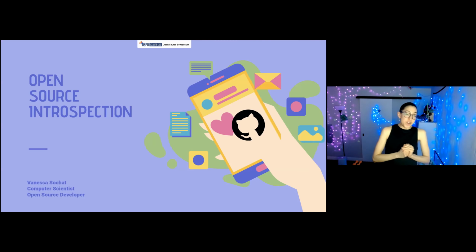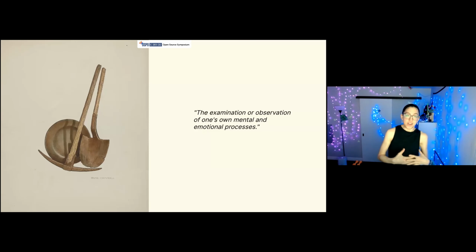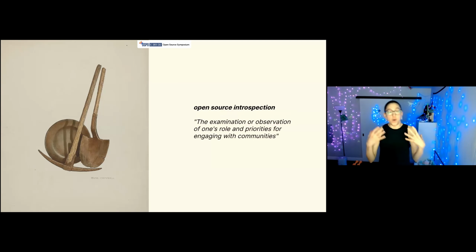I'm an open source developer and computer scientist, and today we are going to talk about open source introspection. So what the heck is that anyway? Well, at a high level, introspection is like this tool belt that you have to look at your own mental and emotional processes. So in the context of open source, we can say that's looking at your role and priorities when you're engaging with open source communities.